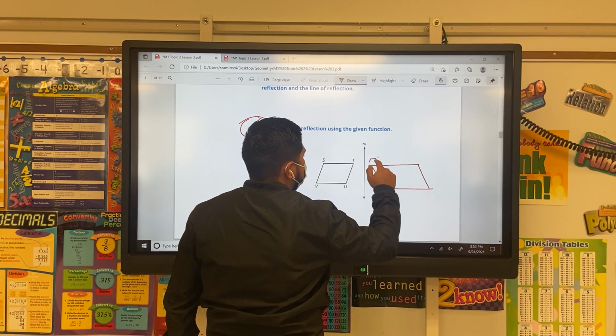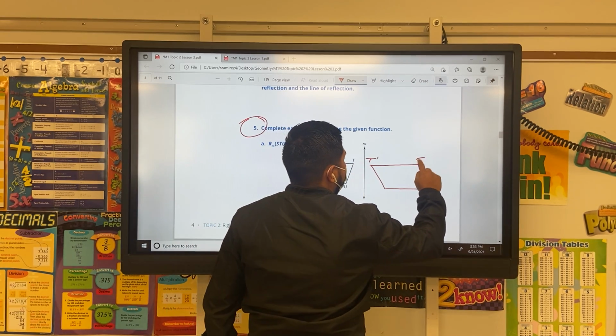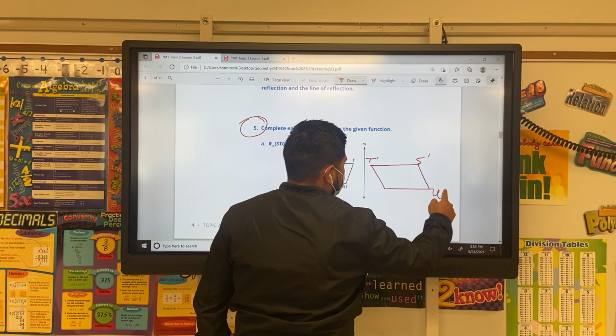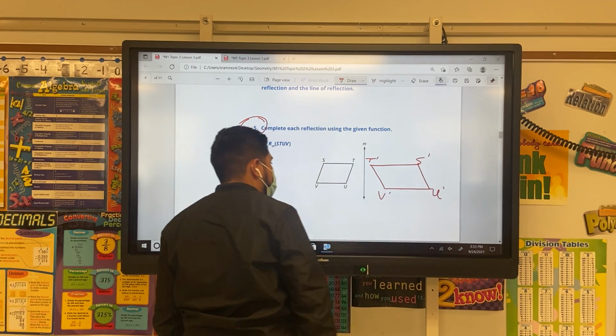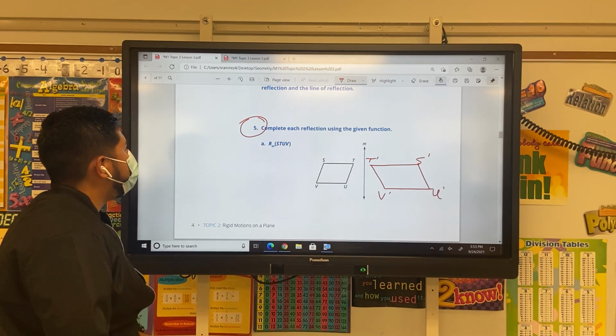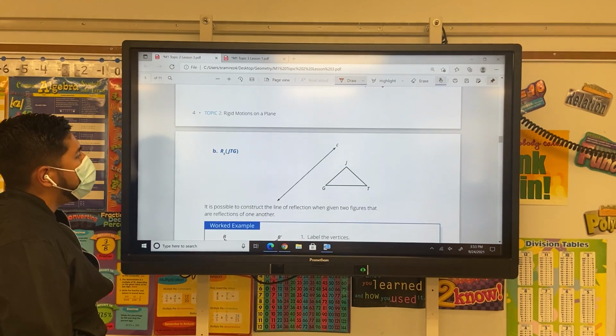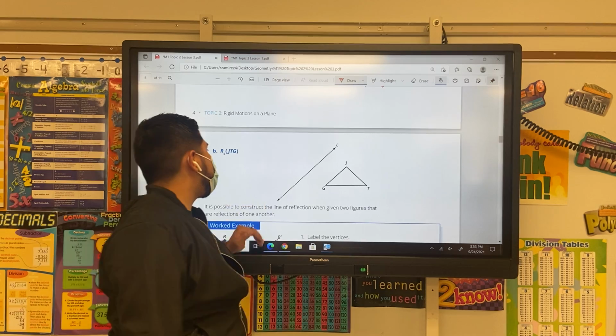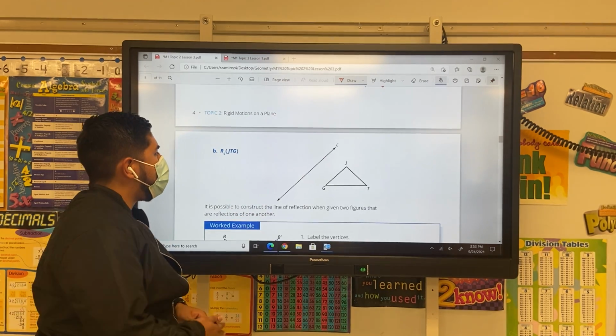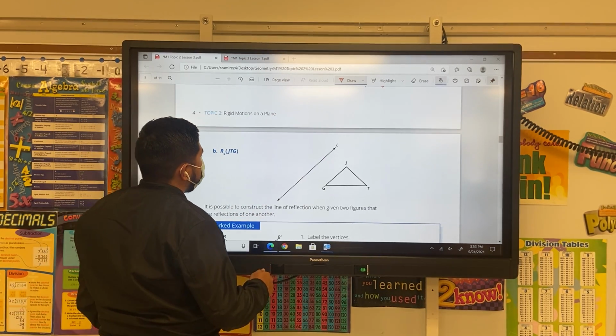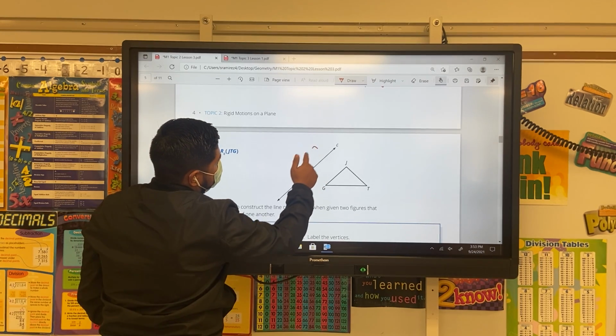Labeling, T prime, S prime, U prime, V prime. Boom, boom. Nothing too amazing. You guys can do this easily. Another example, reflection across C using that triangle JTG, something like this.